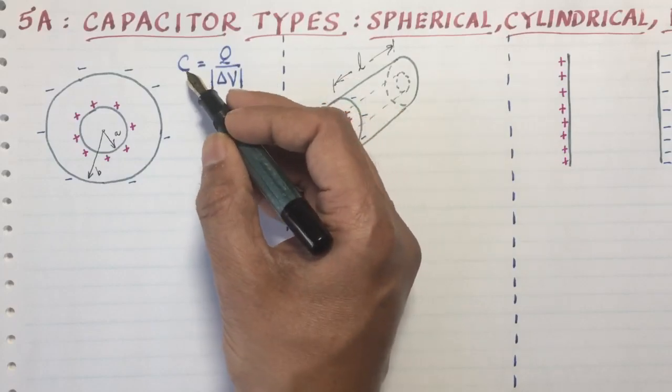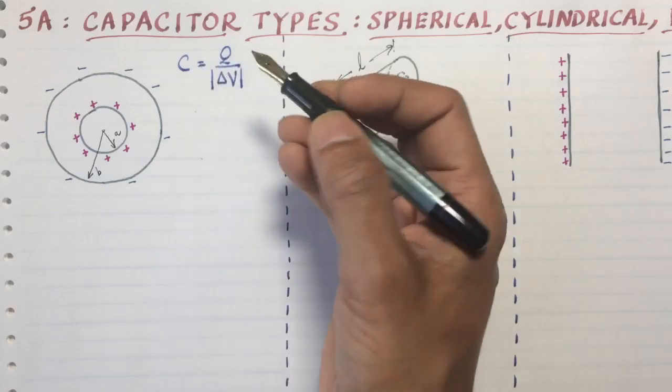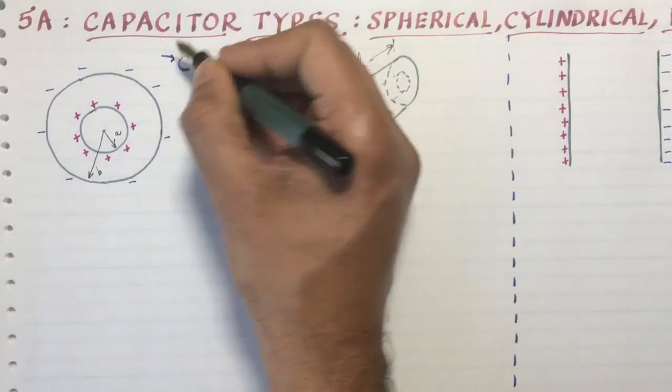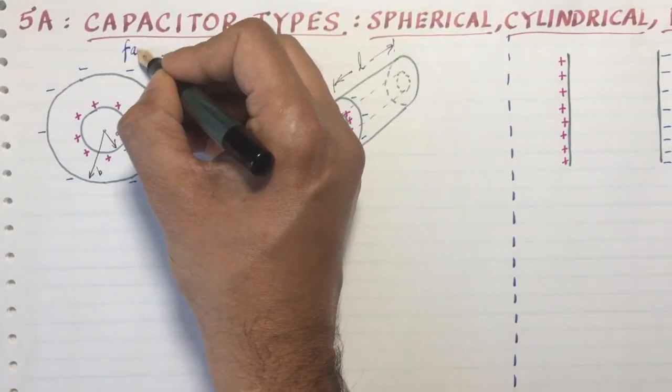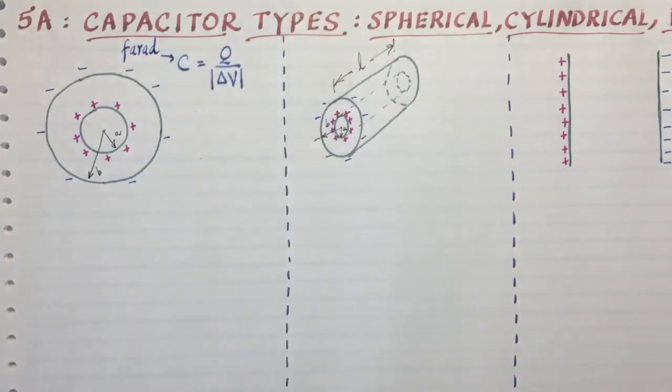The special unit given for capacitance is farads, after Michael Faraday, the great scientist. So farads are the units of capacitance.